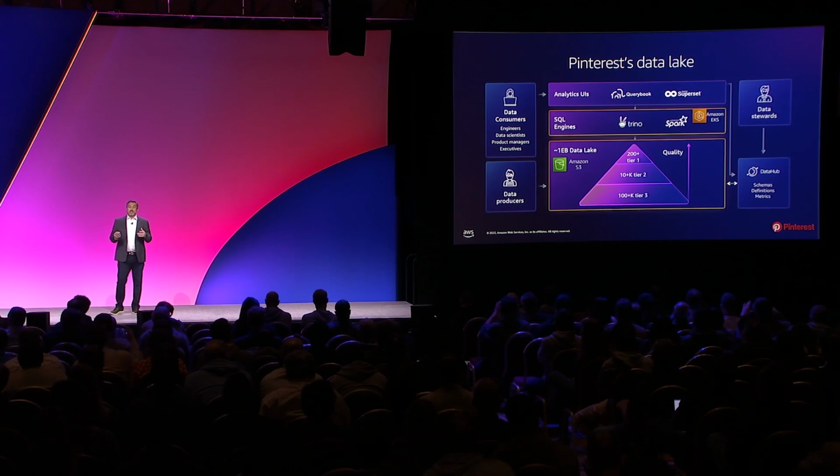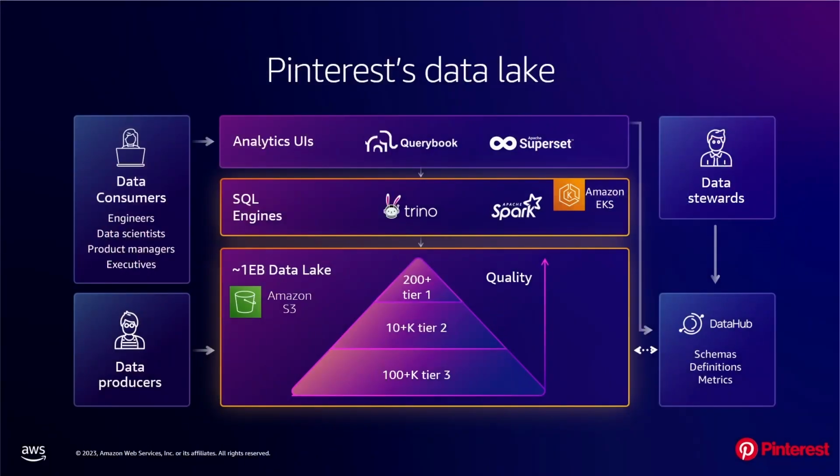So Pinterest is a mix of AWS technology and open source software. Our data consumers range from engineers and data scientists to product managers and executives. We really have a data-driven culture, a data-driven business. All these users create queries in Pinterest's open-sourced QueryBook and Superset analytics user interfaces. We execute these queries via Trino and Spark open-source big data engines that run on Amazon EKS.